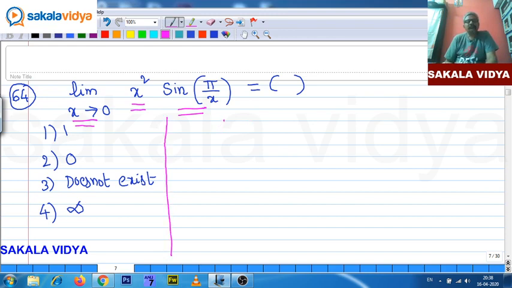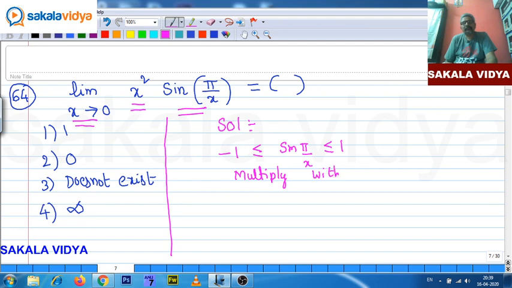Solution: for all real values, sine pi by x lies between minus 1 and 1, less than or equal to 1. Multiply with x square. So we get minus x square less than or equal to x square into sin of pi by x, less than or equal to x square.